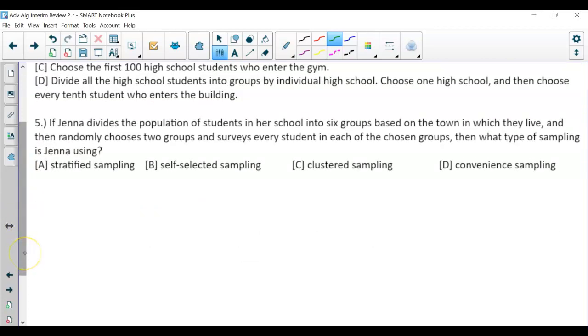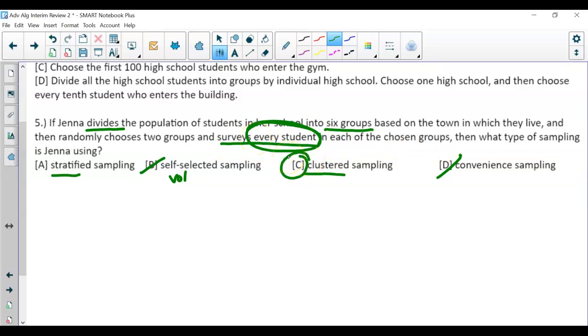Question number 5. Given this situation, what was the sampling method? She divided the population into 6 groups. So dividing into groups, now we're down to stratified or cluster. Remember, convenience is whatever is convenient for the person, easy access. Self-selected is your volunteer. Here, based on the groups, she randomly chooses 2 groups and surveys every student in each of the groups. You are surveying every person in the 1 or 2 groups. That's why this is cluster.